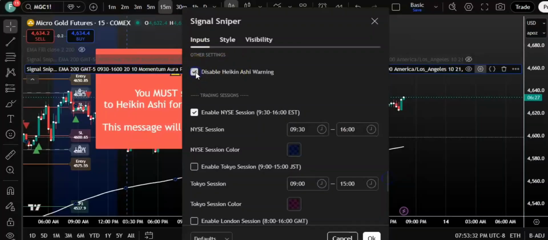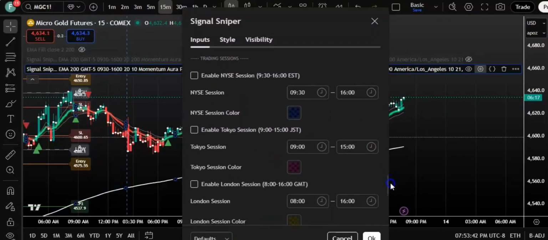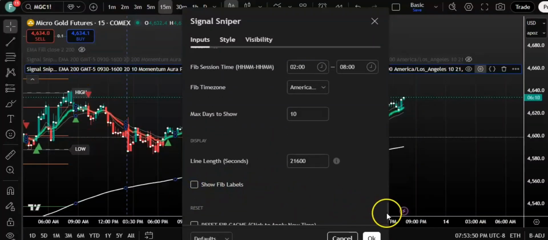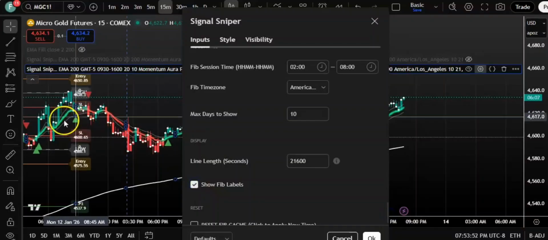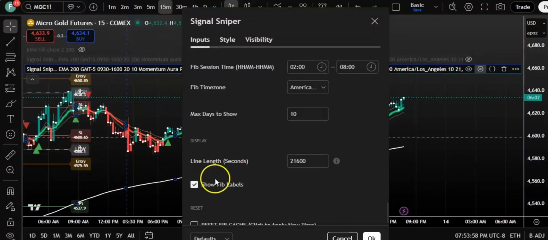Here's a Fibonacci. Click on that to disable it. This one's enabled. These are the trading sessions. I don't really mess with that, honestly. And then here are the fibs. I like to turn off the fib labels just because I don't really care for the labels. Maybe if you're new, you could use the labels. It pretty much gives you right here the stop loss, the low, the entry, TP. I don't really need the labels.